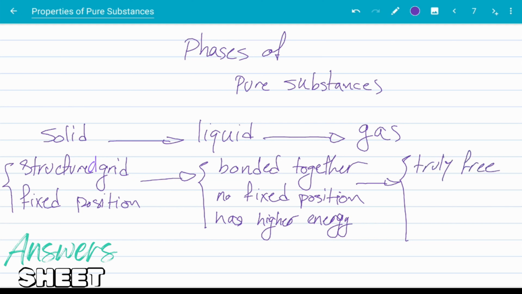They can move in any direction that they want, with any velocity that they want. There is no structure in space. And again, because of all the energy that we introduce to the liquid to break the bonds, the gas form has the highest energy level between the three states.